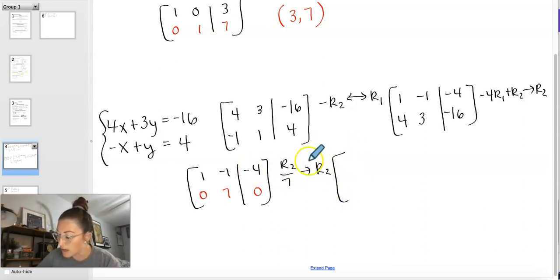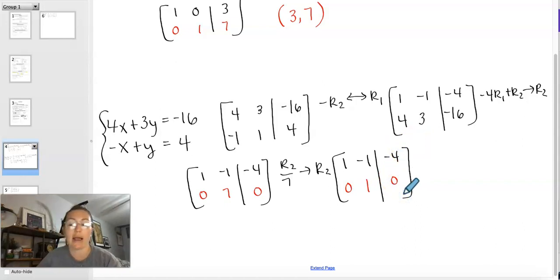Again, row 1's not changing. I'm only messing with row 2. So I'm doing 1, negative 1, negative 4. This whole row is going to be divided by 7. So 0 divided by 7 is 0. 7 divided by 7 is 1. And 0 divided by 7 is 0. Okay, I'm almost there. It's looking good.